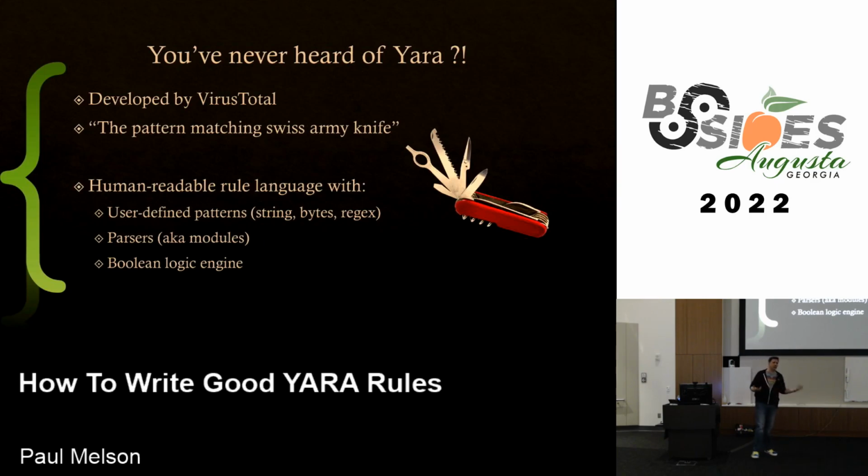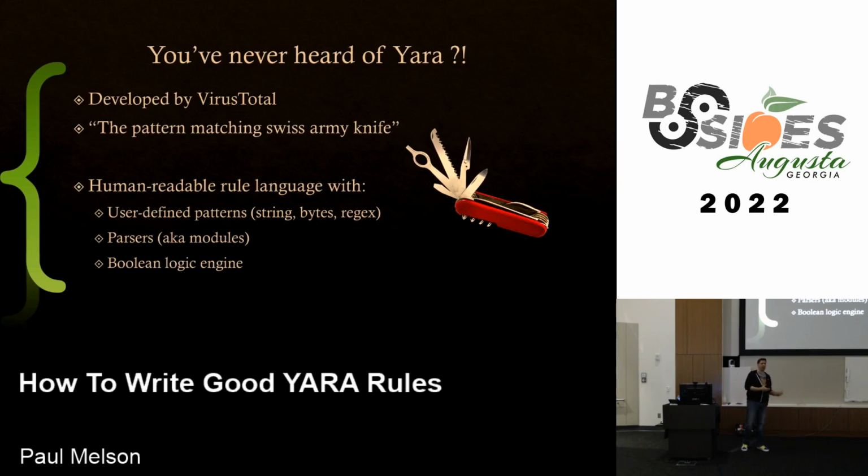What's Yara? Yara is an open source tool developed by VirusTotal. They call it the pattern matching Swiss Army knife. But what it really is, is a rule engine that provides a human readable rule language, a mnemonic rule language. And it supports sort of 3 key characteristics. So user defined patterns: strings, bytes, regex. We'll get into all of that in a little bit.